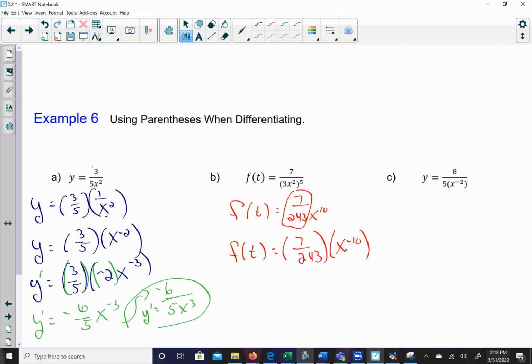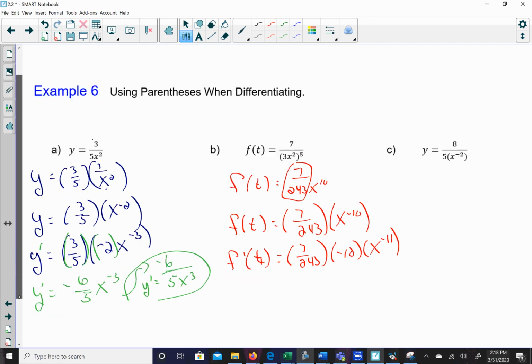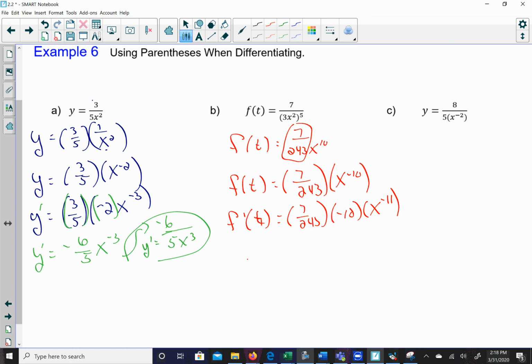Now I'm going to take the derivative. The 7 over 243 does not change. And then I'm going to bring the -10 down in front, and then reduce the power by 1, so this will be to the -11th power. Now I'm going to sort of clean up what I have. So my derivative of t would equal -70 over 243 x to the 11th power.